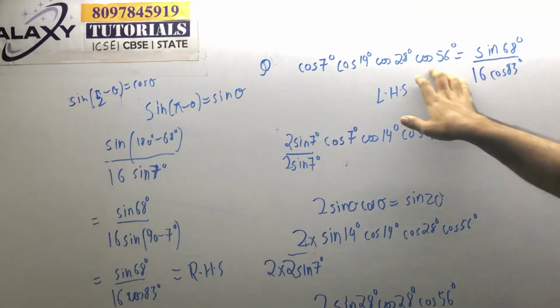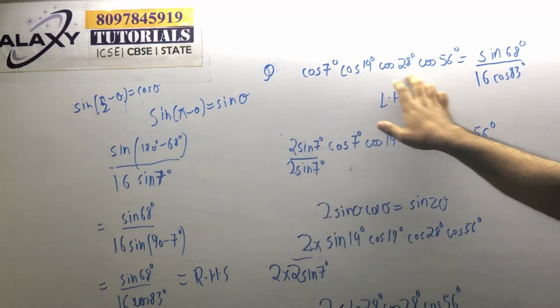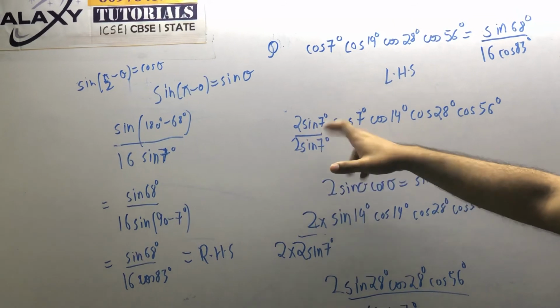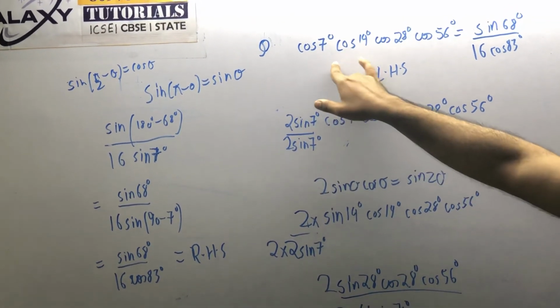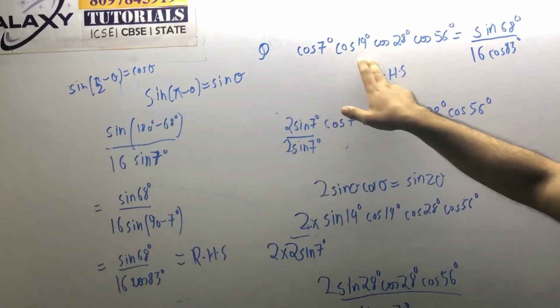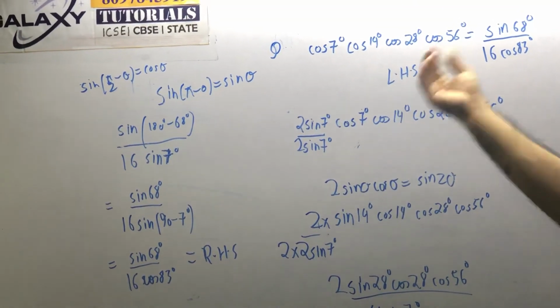See, in most of this type of question you have to somehow use the property sin A cos B. Just like I did, multiply and divide by 2 and multiply by sin 7, because you see the angles are increasing in the double order. You can see that 7, then 14, then 28, they are doubling actually.